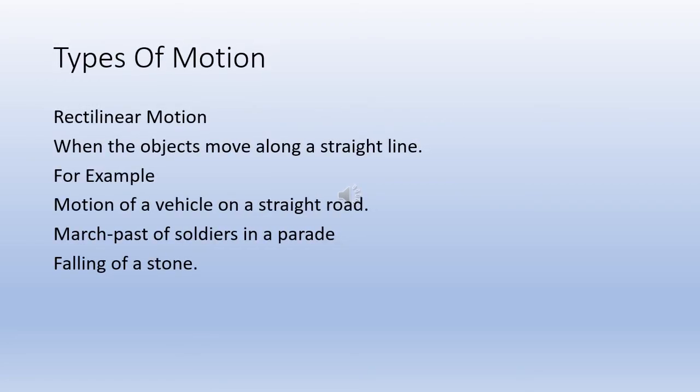Types of motion. Rectilinear motion. When the objects move along a straight line. For example, motion of a vehicle on a straight road, march past of soldiers in a parade, falling of a stone. These are examples of rectilinear motion.